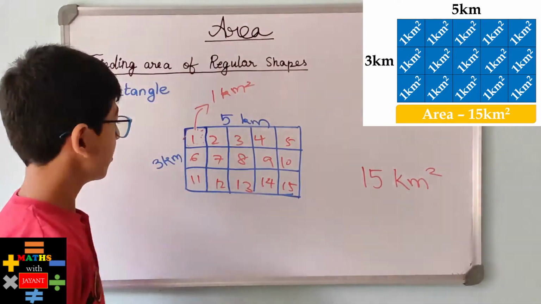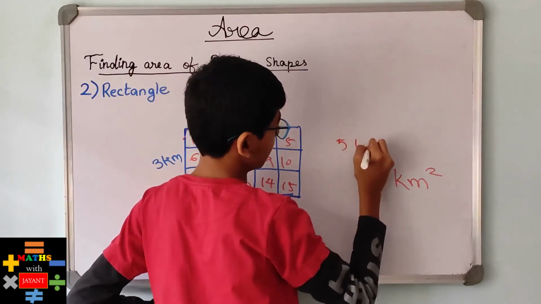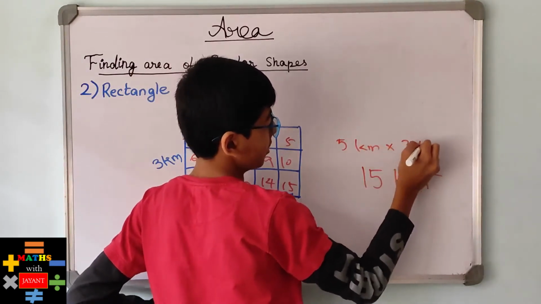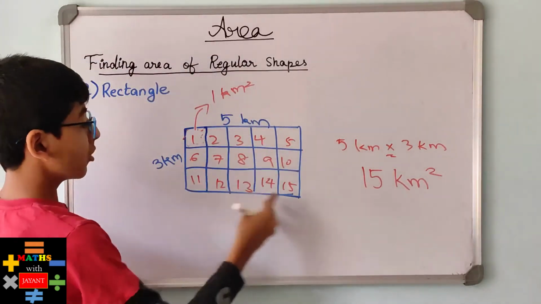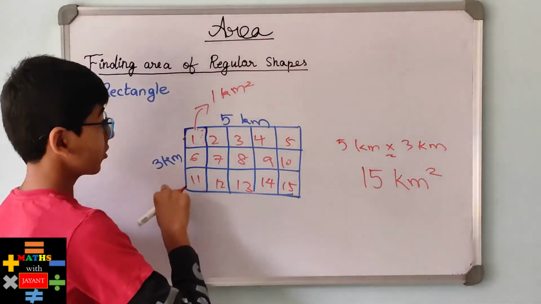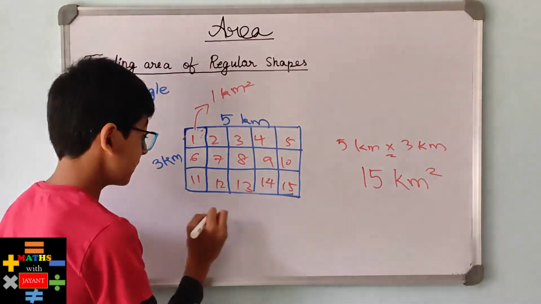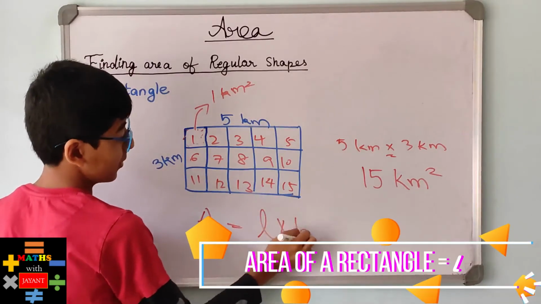Now over here also we see 5 into 3 gives us 15. So 5 kilometer into 3 kilometer is also giving us 15 kilometers square. So by counting also we figure out the area, and we see that this is nothing but the length into the breadth. So for any rectangle, its area is length into breadth.